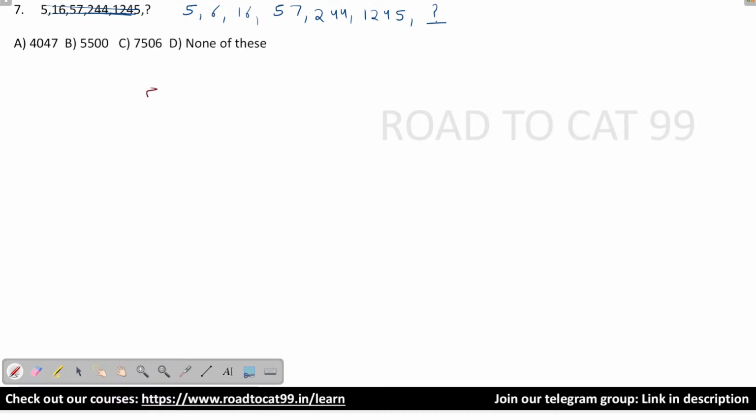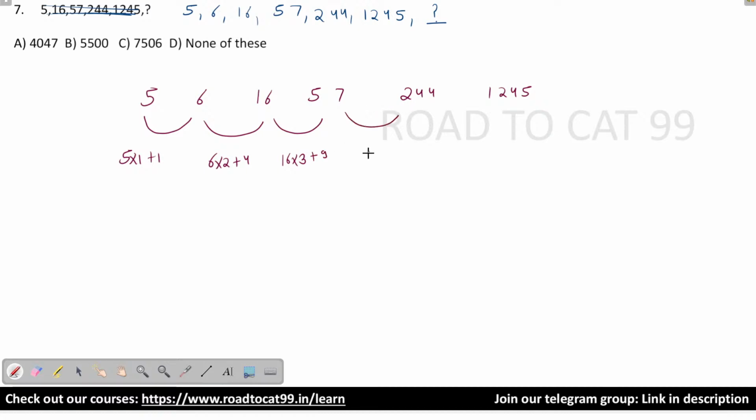सो बेसिकली हमारा था 5, 6, 16, 57, 244 एंड 1245, राइट? सो यहाँ पे व्हाट दे डिड इज 5 into 1 + 1. यहाँ पे 6 into 2 + 4. यहाँ पे 16 into 3 + 9. यहाँ पे 57 into 4 + 16, एंड यहाँ पे 244 into 5 + 25, एंड यहाँ पे 1245 into 6 + 36.